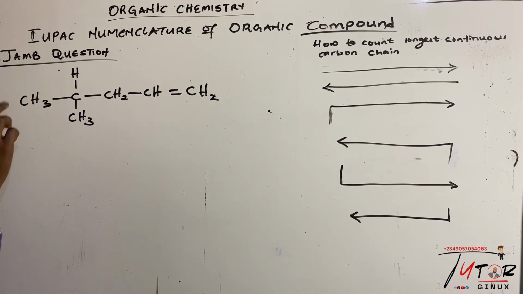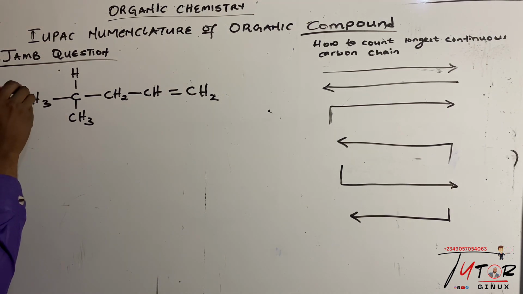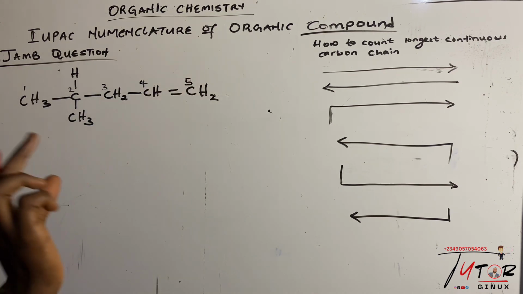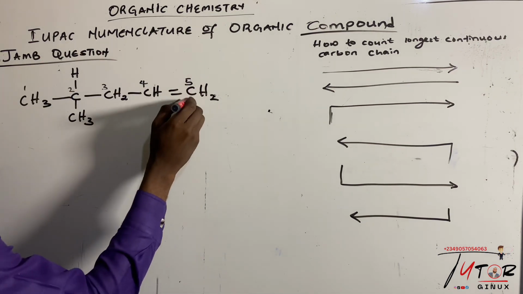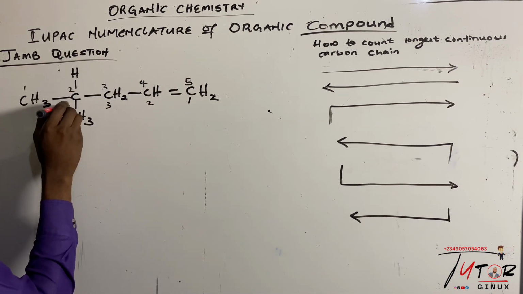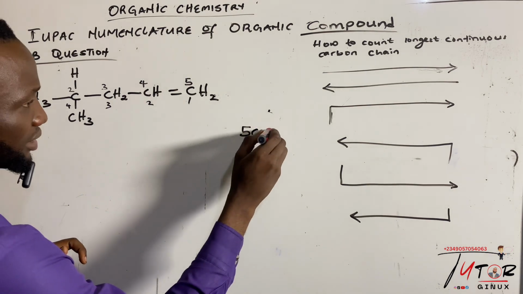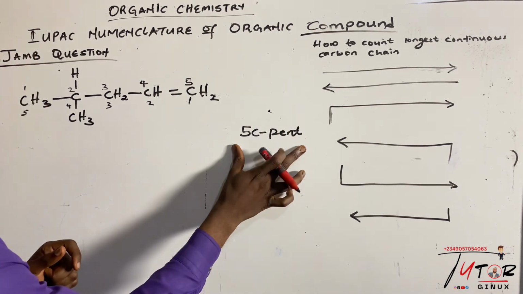And I'm going to use this pattern. 1, 2, 3, 4, 5. Always make sure you count from the other way. 1, 2, 3, 4, 5. So we have 5 carbon as the longest continuous carbon chain. Don't forget, 5 carbon is pent. So keep that on one side.